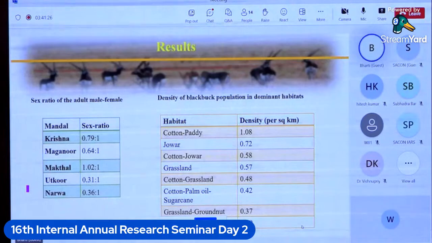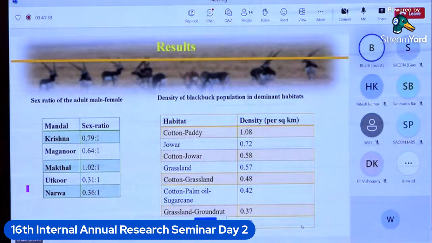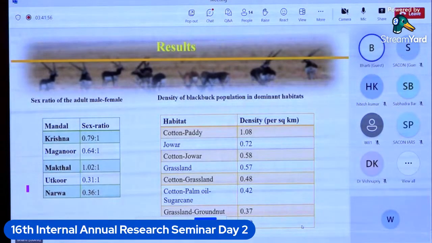The sex ratio data clearly indicated that the population, except for Maktal mandal, was female biased. For the habitat, we could clearly see that the blackbuck density recorded was highest in a combination of habitats which included cotton, paddy, cotton-jowar, as well as cotton-jowar, and the least density was found in paddy habitat.